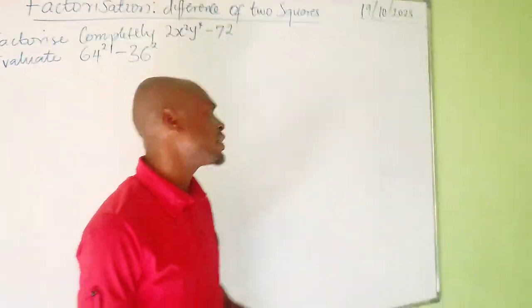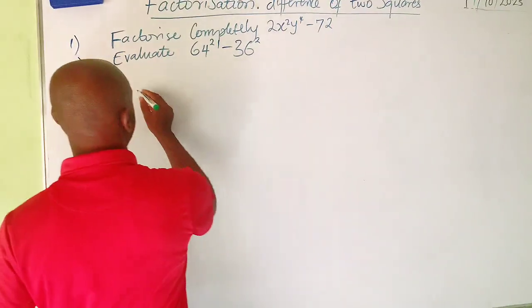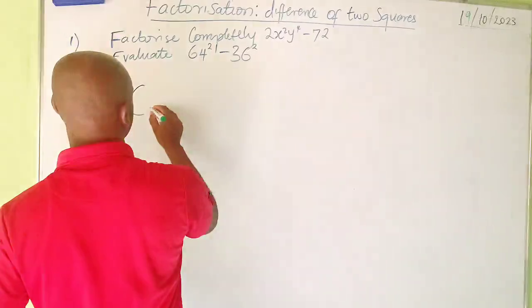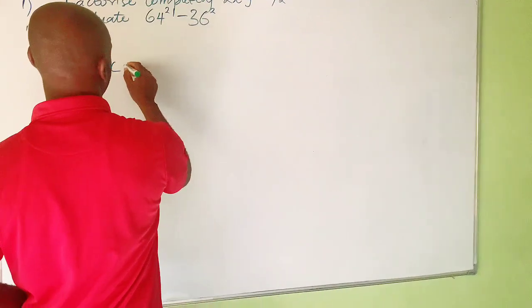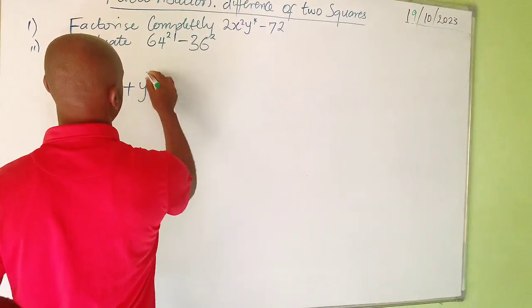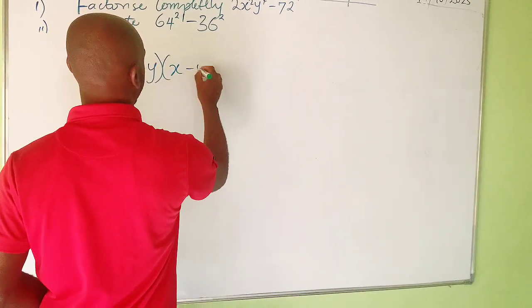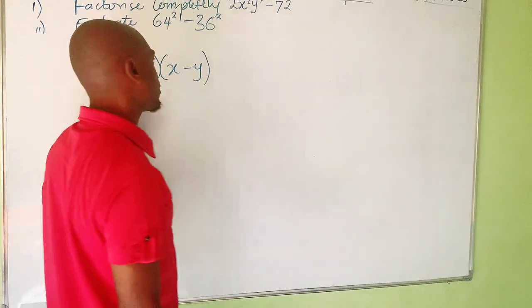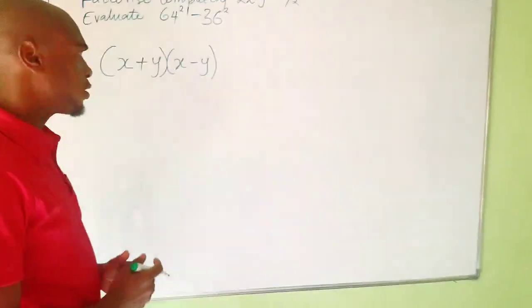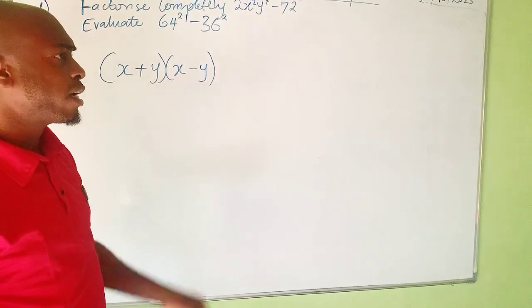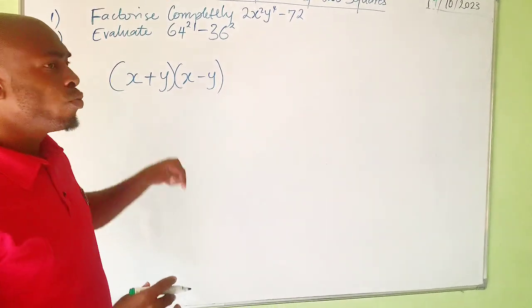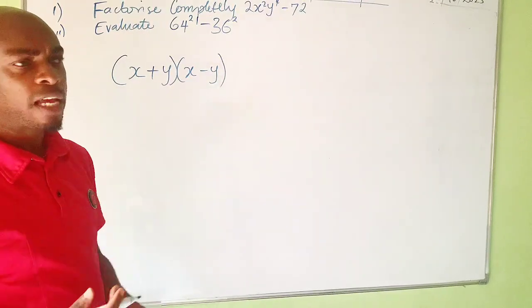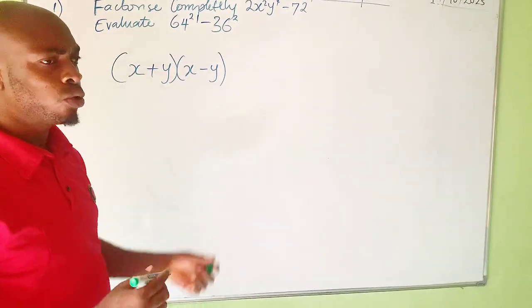Now let us look at this example. If I have a question like this, x plus y, x minus y. Let us expand this bracket at first. To expand a bracket means to remove the bracket. So anytime you're asked to expand the bracket, you should remove the bracket.